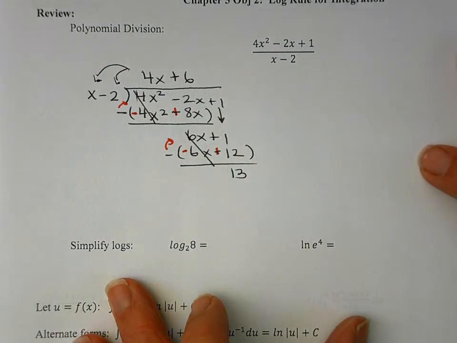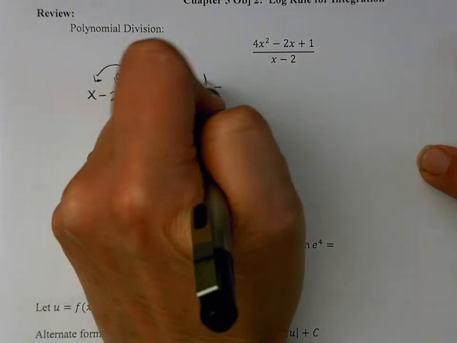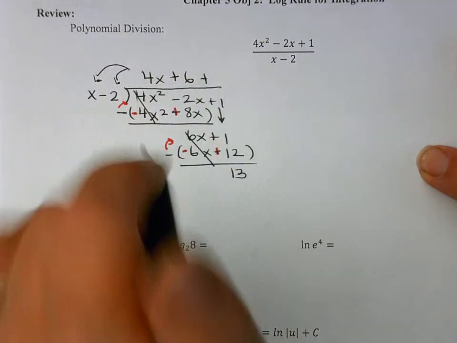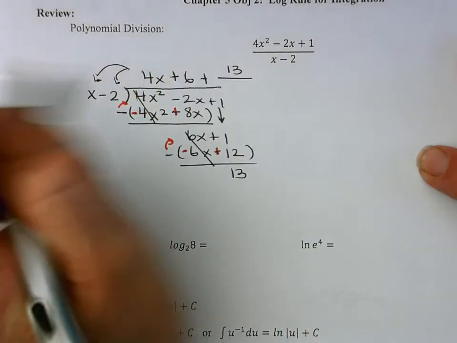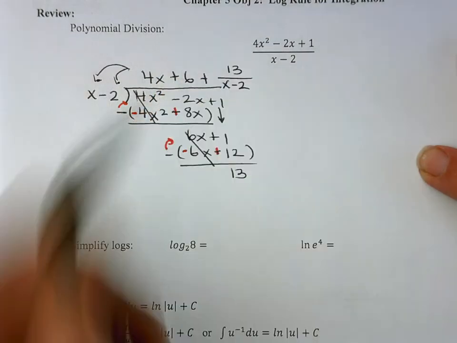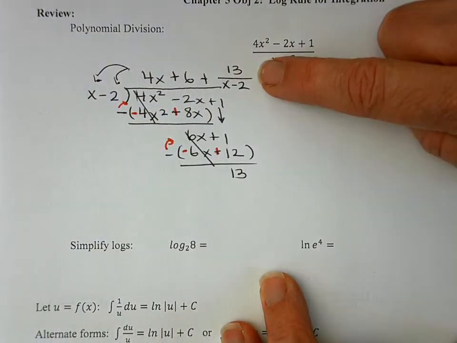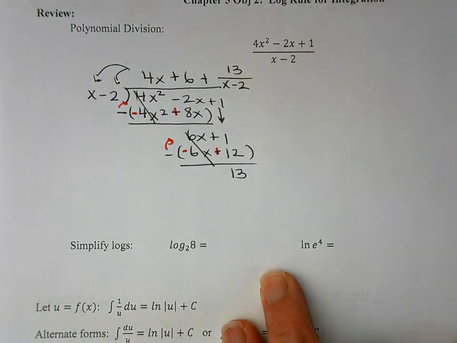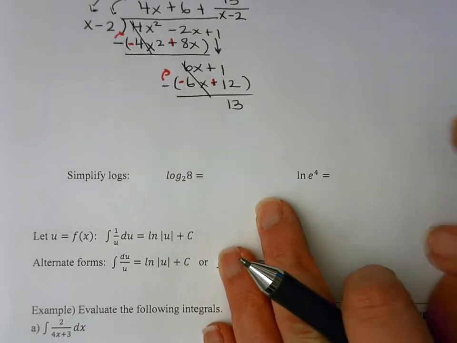And so when I get that remainder of 13, I would want to add it. So I have a remainder of 13, and then I was dividing by x minus 2. And so that will be my long division. Okay? So a little review from your Math 3 days.